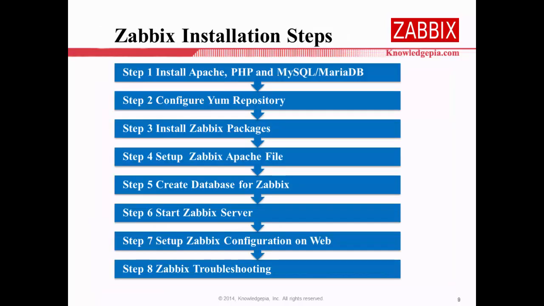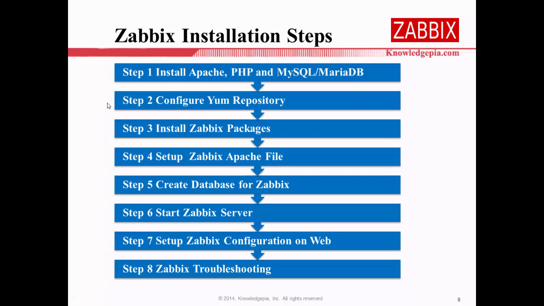Installation steps. There are 8 steps to install Javix successfully. Step 1 will focus on installing Apache, PHP, and MySQL or MariaDB. In my case, I will use MariaDB, not MySQL. Step 2, configure the Yum repository.